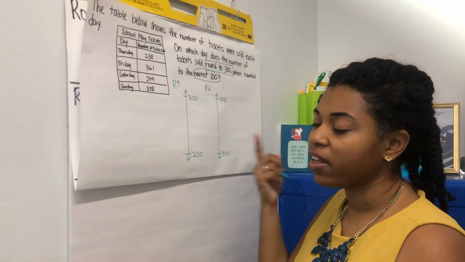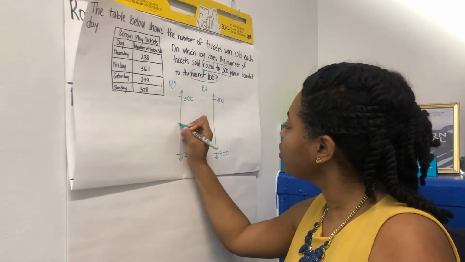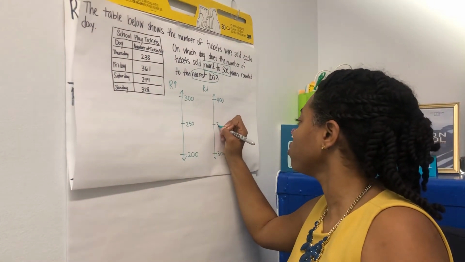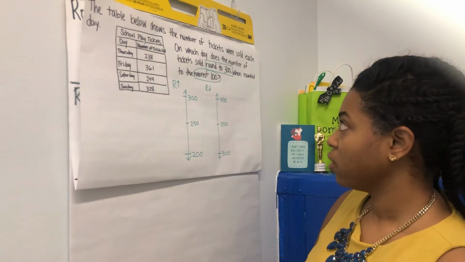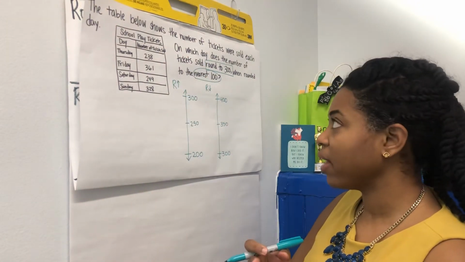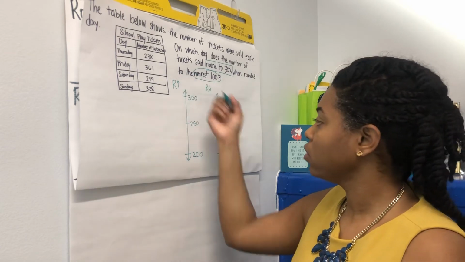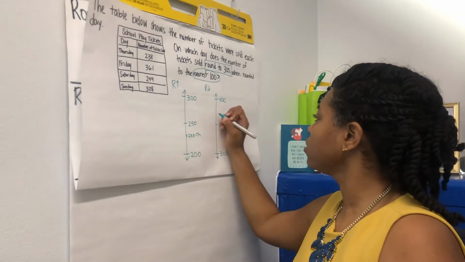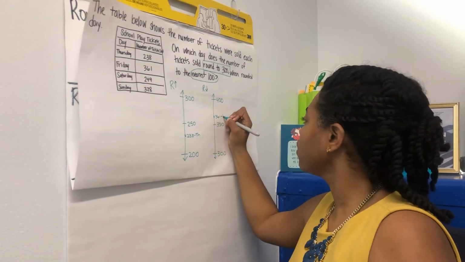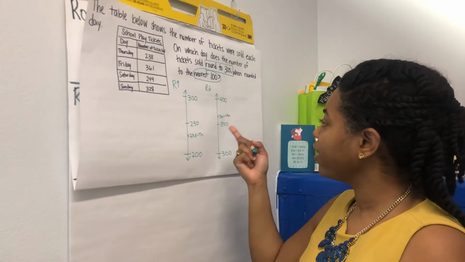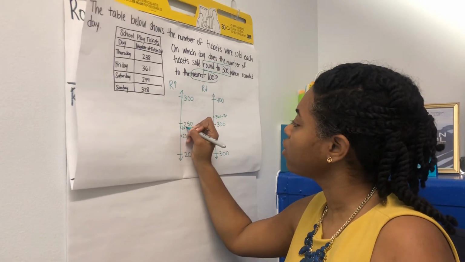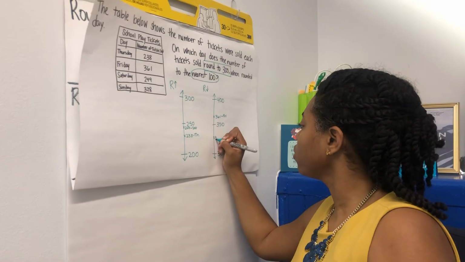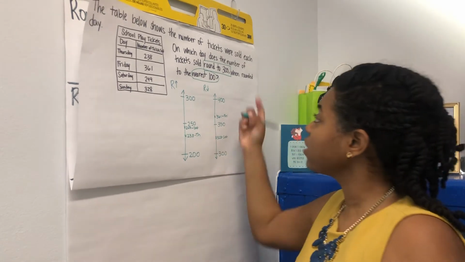Now I'm going to do the same thing. What's the midpoint? Halfway between 200 and 300 is 250. Halfway between 300 and 400 is 350. Now I'm going to place all these numbers on the number line and see where we land. 238 is about here. That's Thursday. 361 is here. That's Friday. Saturday is 249, right here. Sunday is 328.